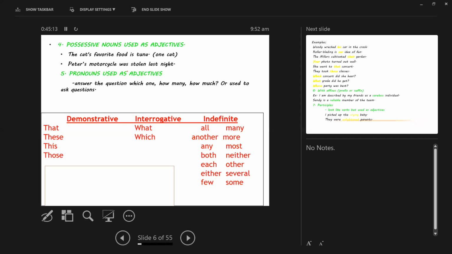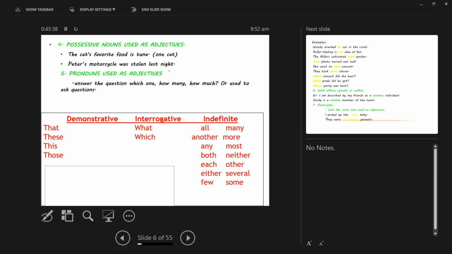Peter's motorcycle was stolen last night. The word that is being modified here is motorcycle. Whose motorcycle is it? It's Peter's. Therefore, we can assume that possessive nouns can be used as adjectives as well. Clear?